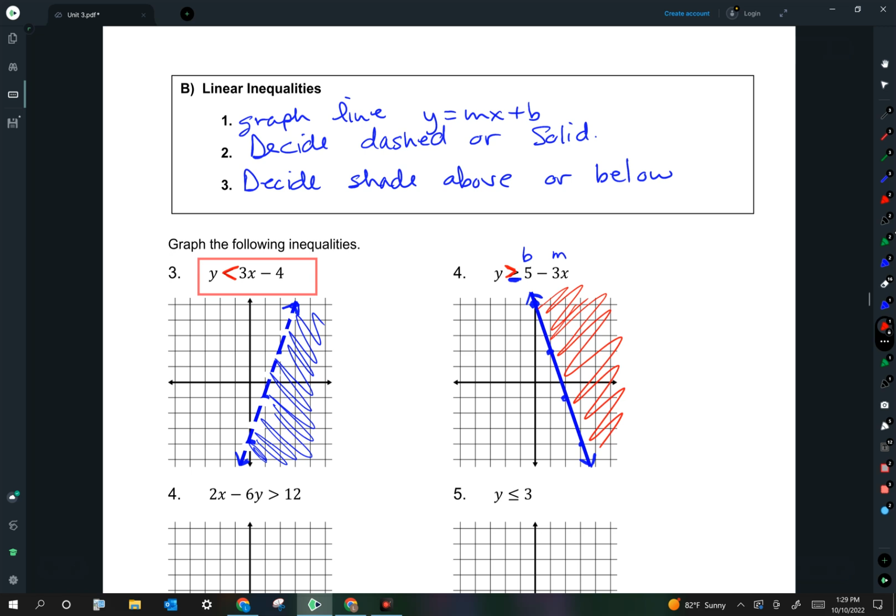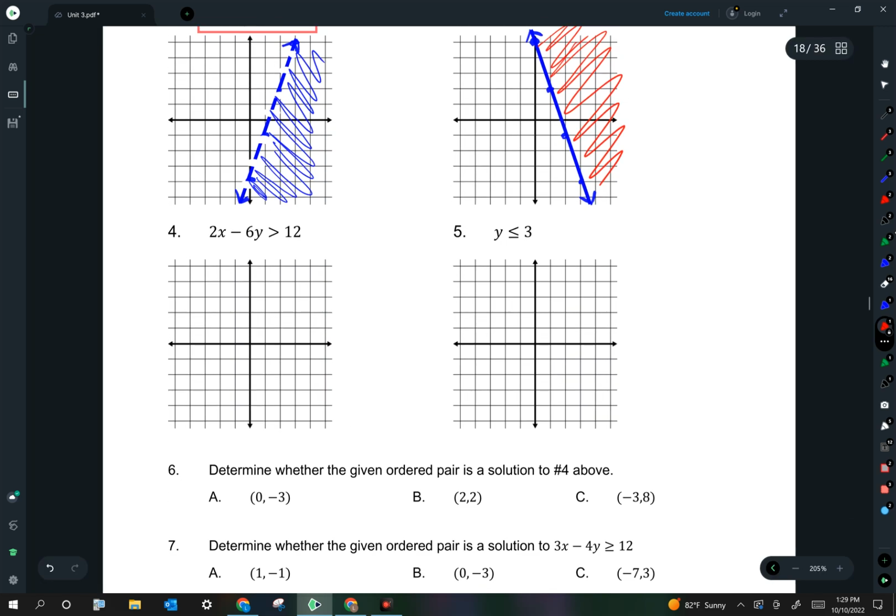Okay, if you look at number 4, I can't graph this line because it's not in mx plus b form.